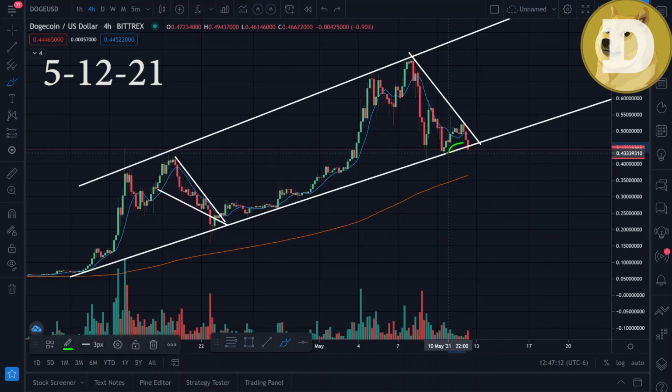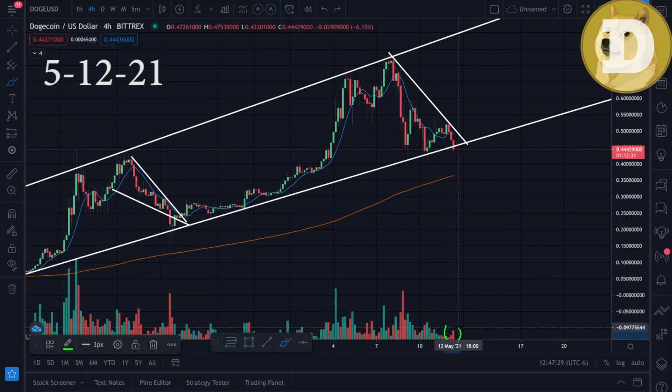We've been testing this area right here for a while right now. I just finished making a video about how we were holding support technically still. But right as I was rendering it, we broke this trend line right here. And we're getting a little bit of red volume right now.